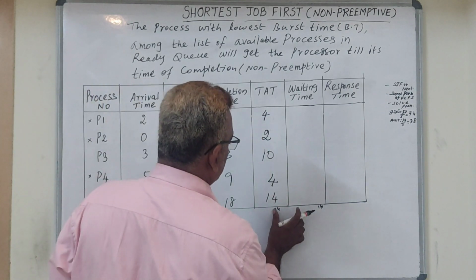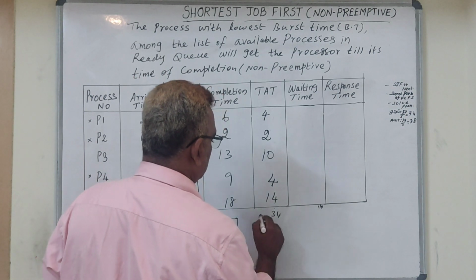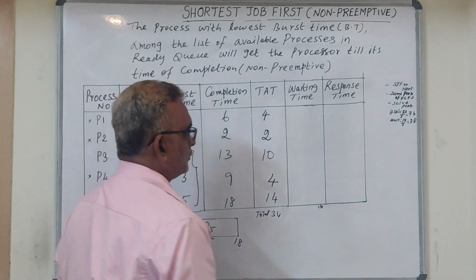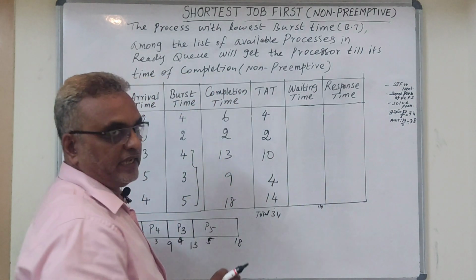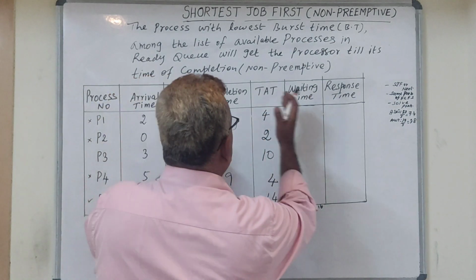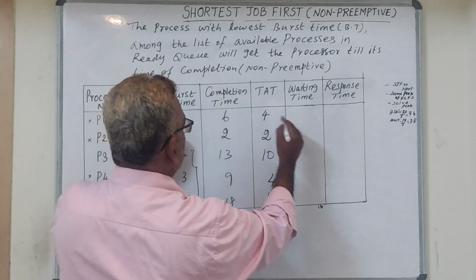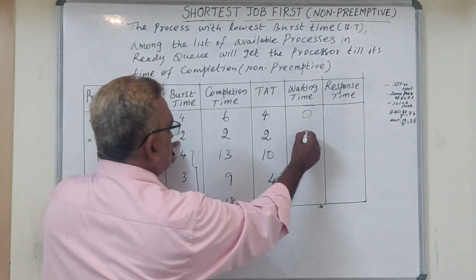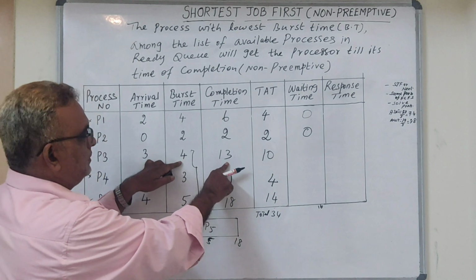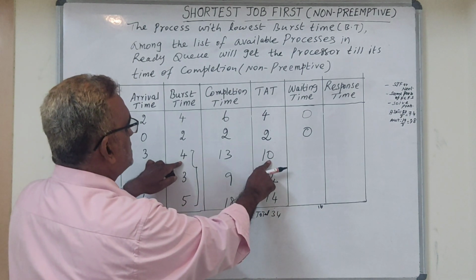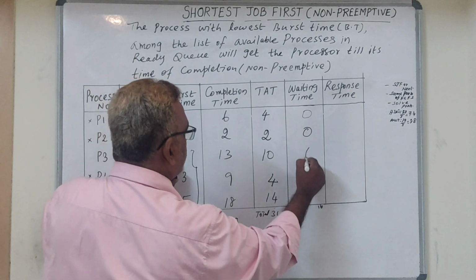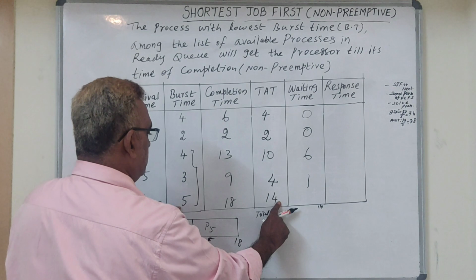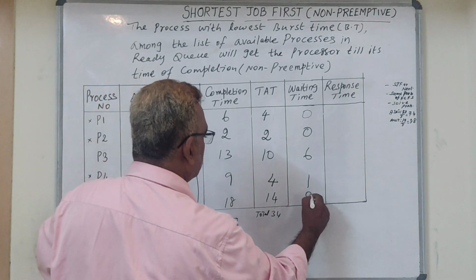We can add, so we get the total turnaround time, it is 34. Similarly, calculate the waiting time. Waiting time can be calculated as turnaround time minus burst time. So 4 minus 4 it is 0. Similarly 2 minus 2 it is 0. 10 minus 4 it is 6. 4 minus 3 it is 1. 14 minus 5 it is 9.